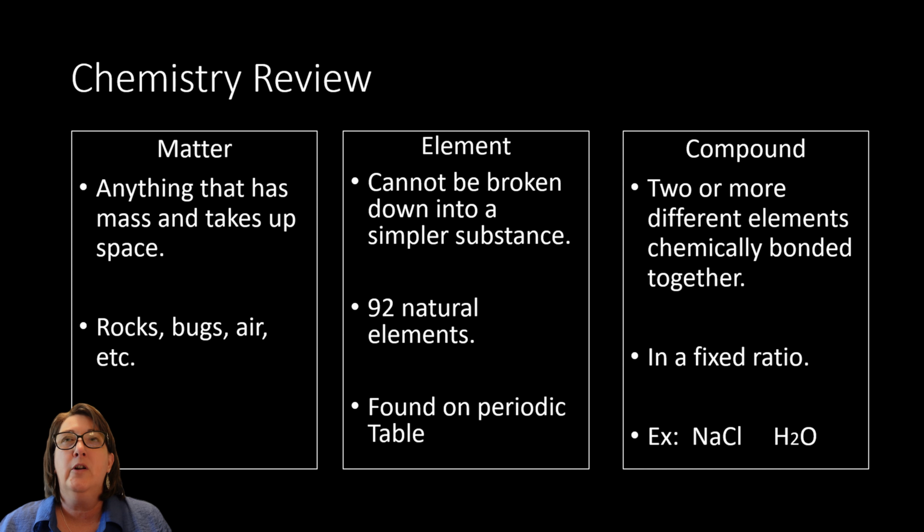A compound is two or more different elements bonded together in a fixed ratio. So for example, you have salt, NaCl. Salt will always have one sodium and one chlorine. Water will always have two hydrogens and one oxygen in this fixed compound. If I change this ratio, I change the compound, and I'm going to change what that product is.